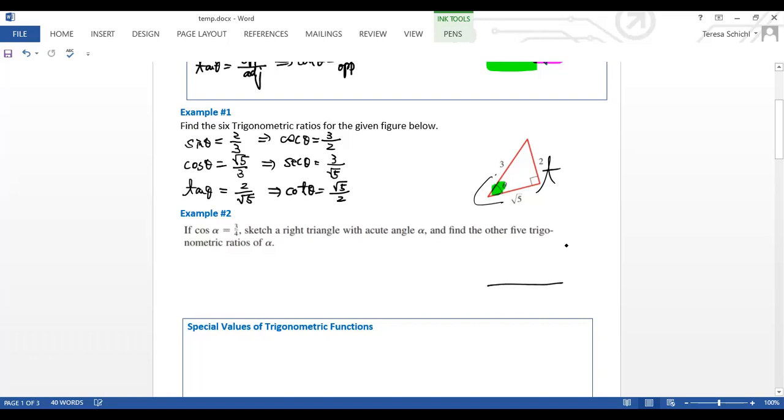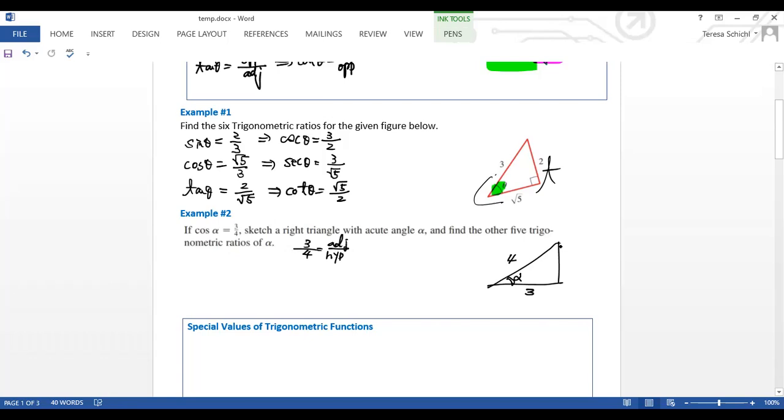Okay, so here basically we say, this is my alpha. Cosine is adjacent over hypotenuse. So the 3/4 here is the adjacent over the hypotenuse. What is my adjacent here? Adjacent is 3. What is my hypotenuse here? My hypotenuse is 4.